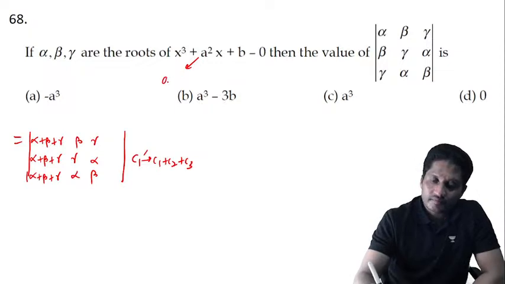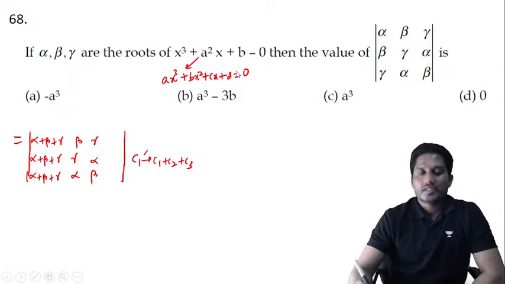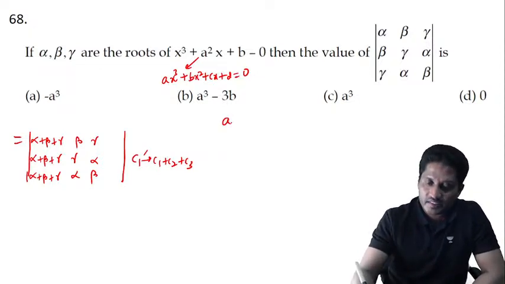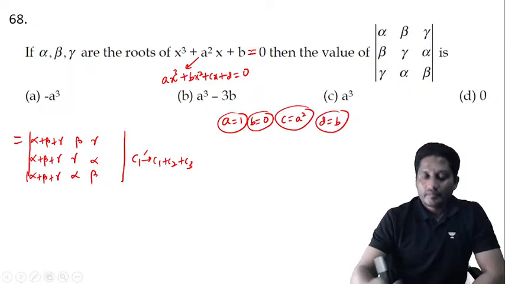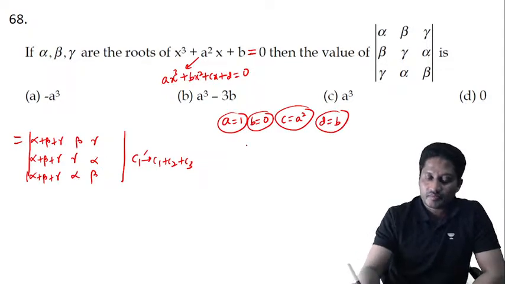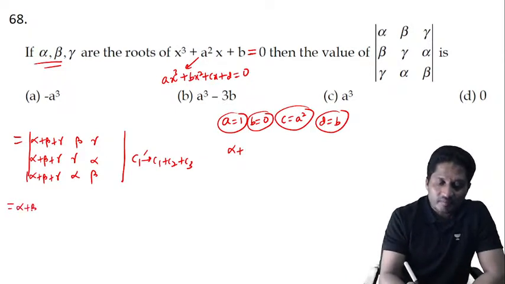This is of the form ax cube plus bx square plus cx plus d is equal to 0. Actually, if I compare, a is equal to 1, b is equal to 0, c is equal to a square, d is equal to b. Sum of the roots is minus b by a. So alpha, beta, gamma are the roots. Sum of the roots is equal to minus b by a. So I'll take this alpha plus beta plus gamma out.